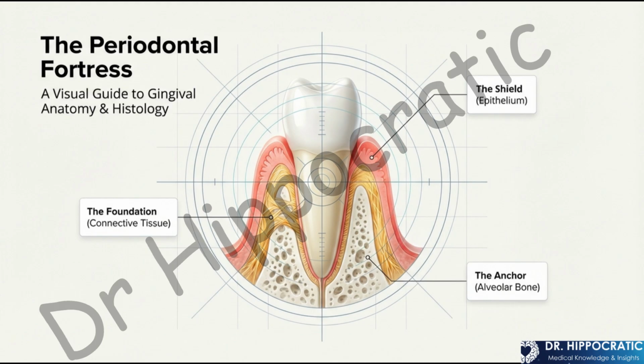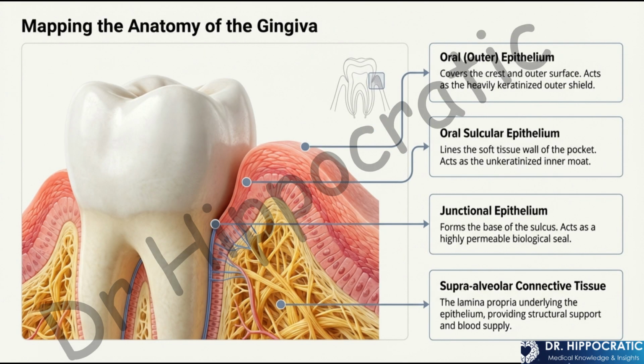Now coming to the next slide. So slide 2 maps out the specific anatomy of the gingiva, which is just the medical term for the gums. We're looking at 4 distinct zones here. Right, and let's map these out for you using our castle metaphor. First, you have the oral epithelium. This covers the crest and the outer surface of the gums. That's your tough outer brick wall facing the main courtyard of the mouth.